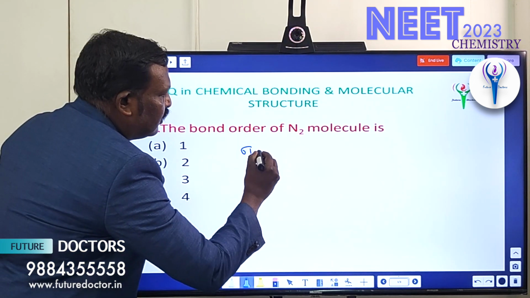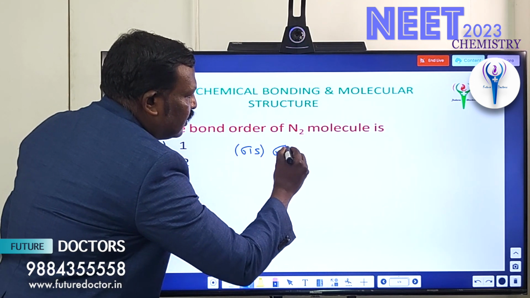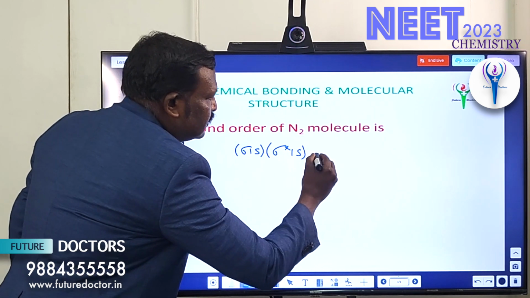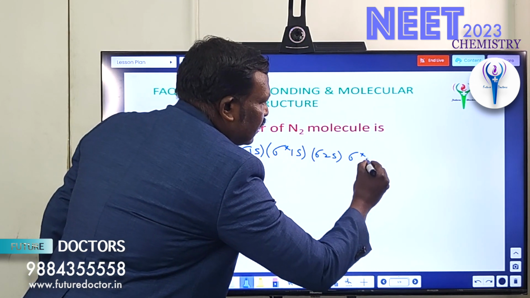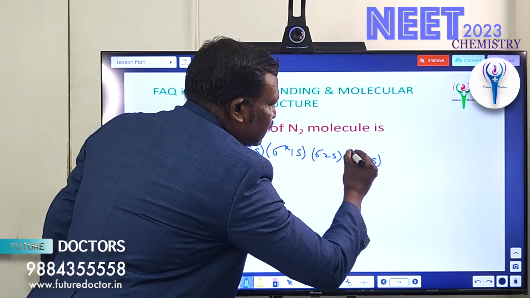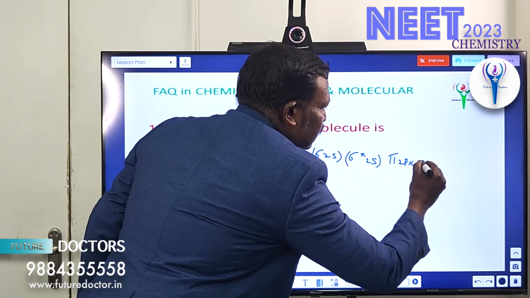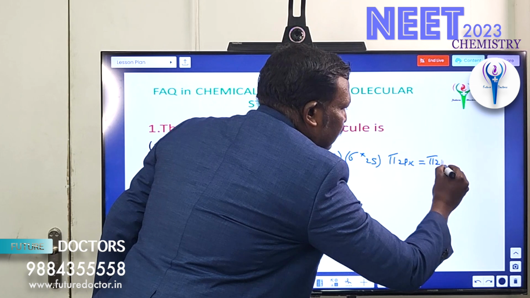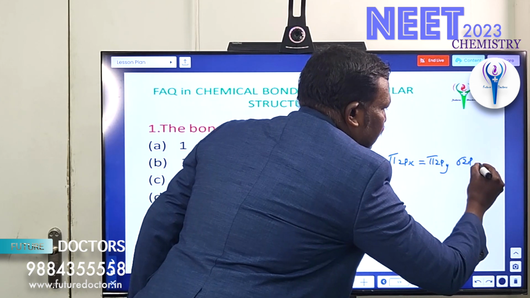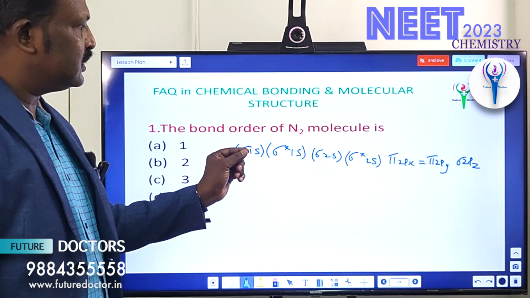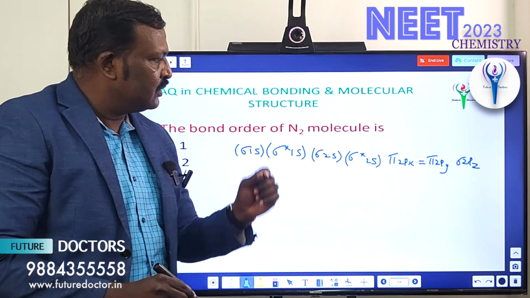That is sigma 1s, sigma star 1s, sigma 2s, sigma star 2s, pi 2px, which is equal to pi 2py, sigma 2pz. Okay, so this arrangement is suitable for only up to atomic number. The total number of valence electrons is 14.